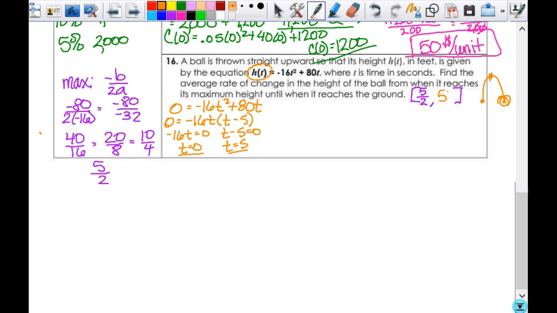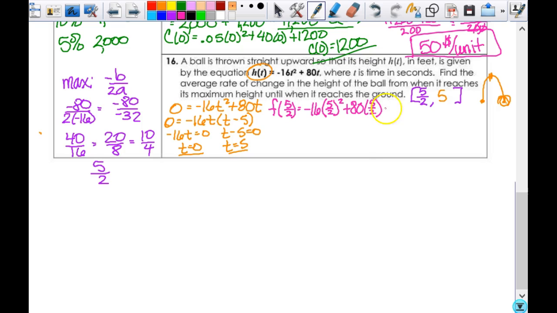Now we got to go find the average rate of change, which means we have to find the function values. So the first thing we're going to do is f of 5/2. That's equal to negative 16 times 5/2 squared plus 80 times 5/2.